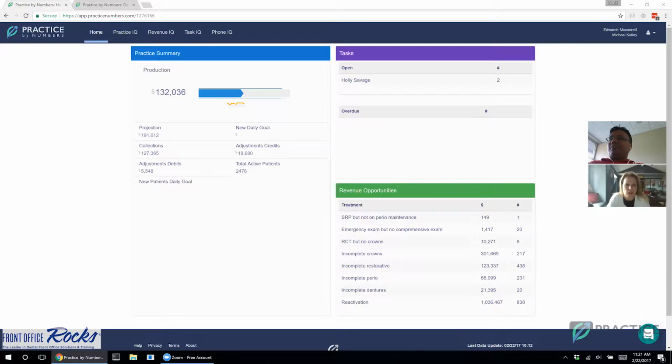And at Front Office Rocks, I teach, of course, front office teams how to get the schedule full and make it productive. But there's a step before that that's really important, which is cases presented and accepted. It's really important to know how you're doing and how the doctors in your practice are doing with presenting treatment and then getting it accepted. Practice by Numbers has some amazing information for us. So I'm going to hand this over to Rohit to show us how we can start to determine what we're presenting and what our patients are accepting for treatment. So Rohit, you want to show us what Practice by Numbers offers?